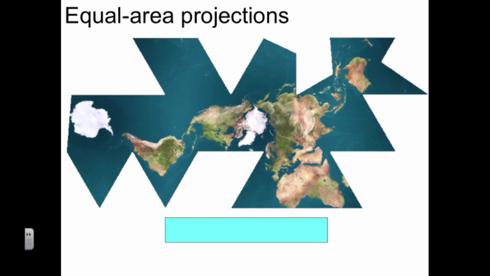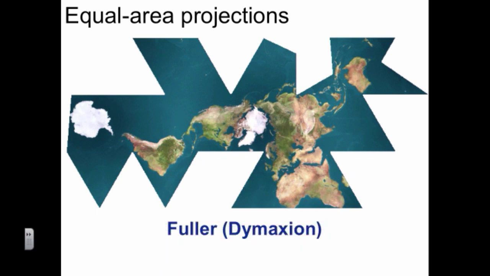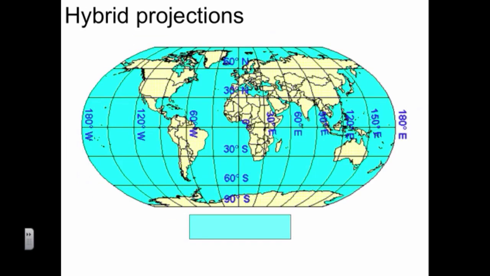Okay, I showed you this one before. This is the Fuller, also known as the Dymaxion projection. Basically what you do is you take a sphere, you turn it into an icosahedron, which is 20 sides, you flatten it out, and here you go. And of course, the goal here is to keep the shapes of the landforms as accurate as humanly possible.